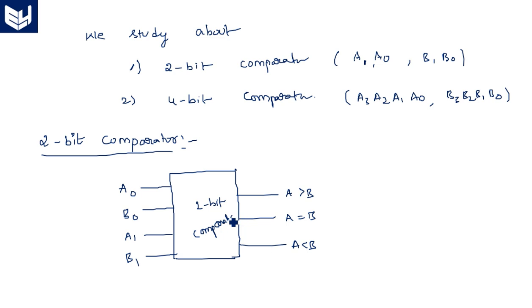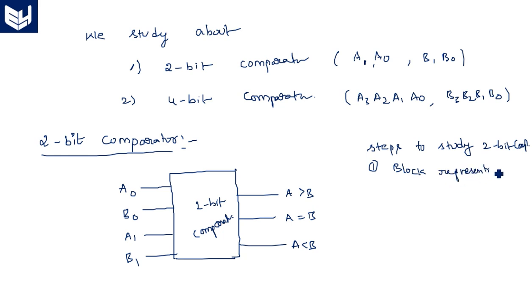Now first we should go for the truth table and then K maps. Later, if you want, you can go for the circuit realization also. So these are the steps to study the 2-bit comparator. Okay, first one is block representation.